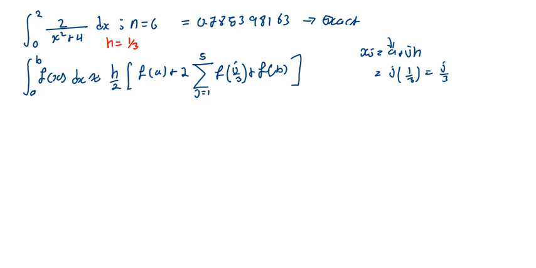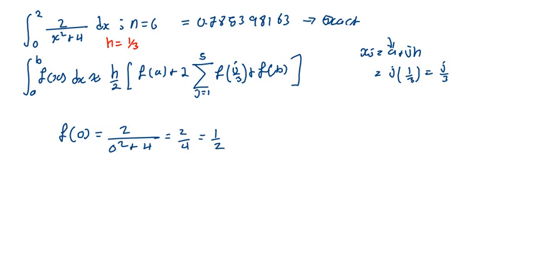Okay, so we can easily work out f of a and f of b. Why do I say so? It's just a matter of substituting a in this function as well as b in this same function. So how do we do it? If you say f of a, what is your a? It's 0, so that is 2 divided by 0 squared plus 4. That is going to be 2 over 4, which is simply 1 over 2.